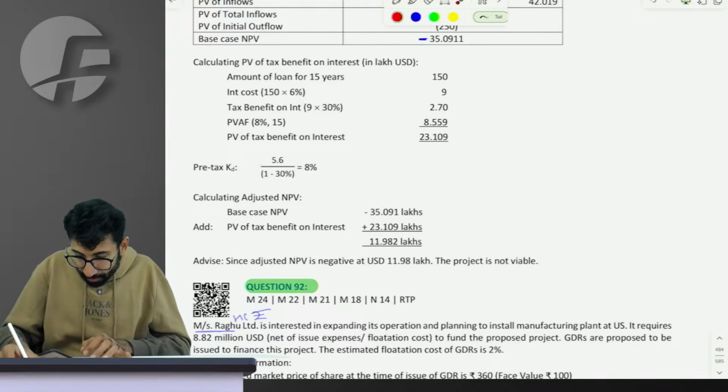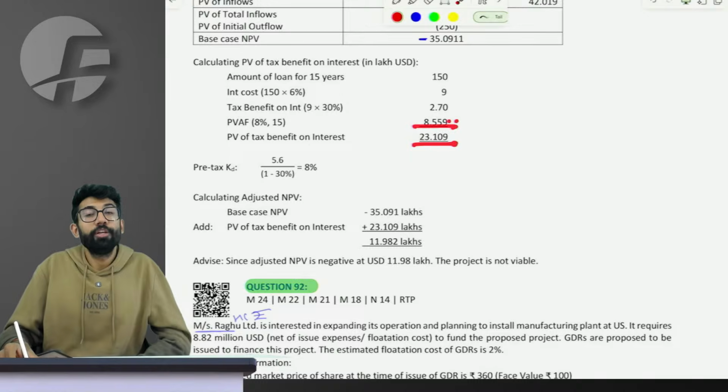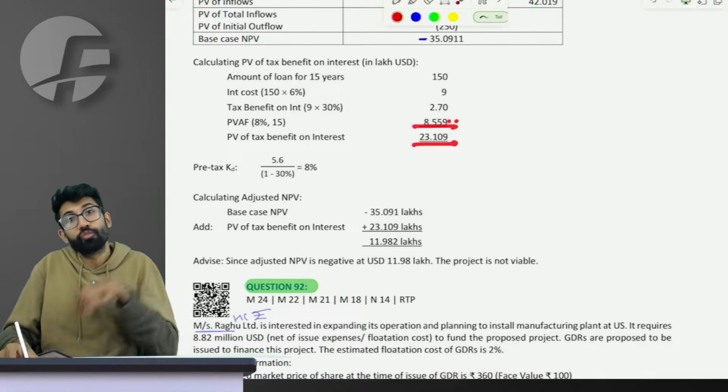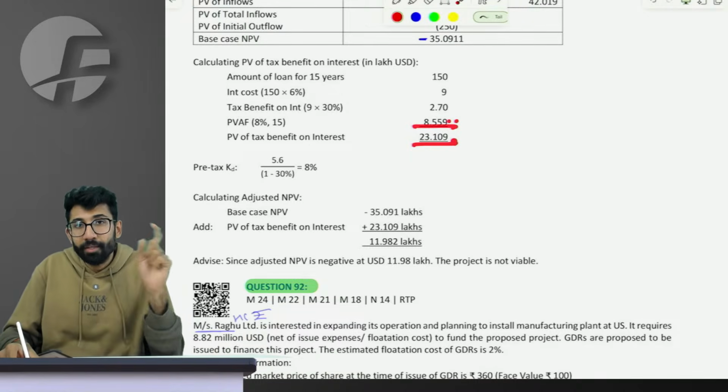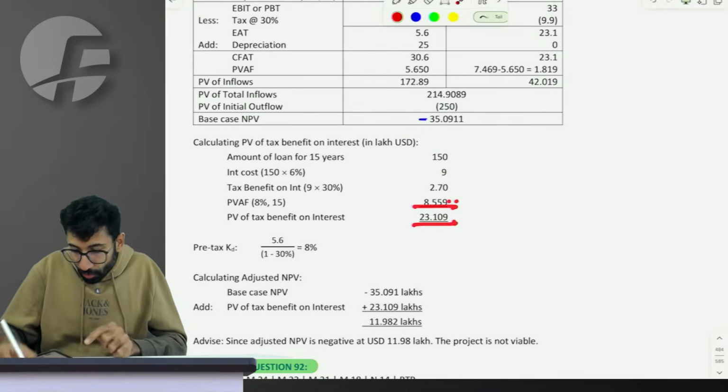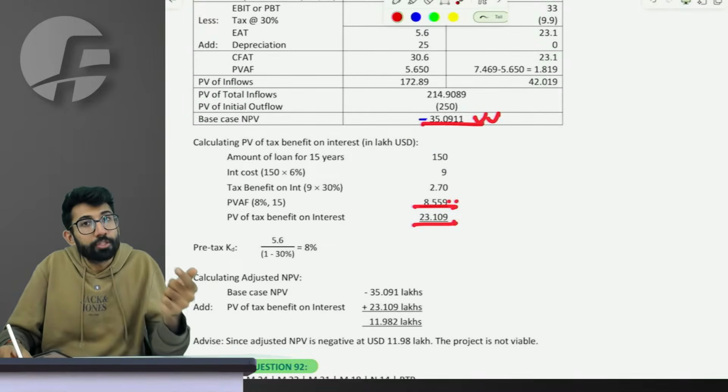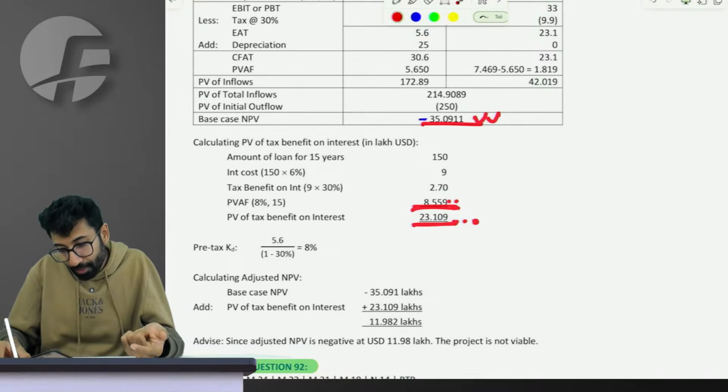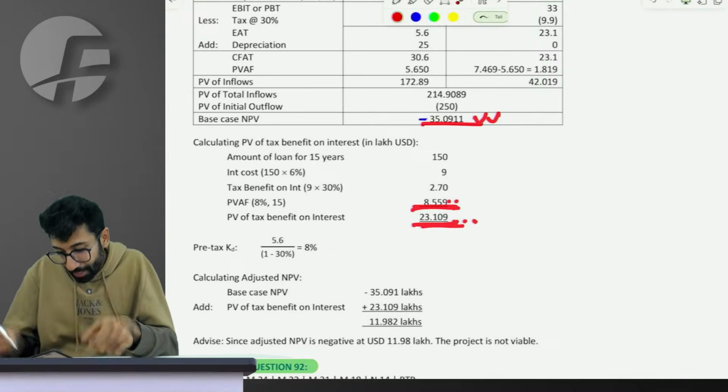Yes, so at the rate of 8%, for a period of 15 years, when I save 2.7, the present value is 23.109 lakhs of those future tax savings. Is there a flotation cost? No. So 35 lakhs negative was base case NPV, adding tax benefit of interest to it is 23 lakhs.